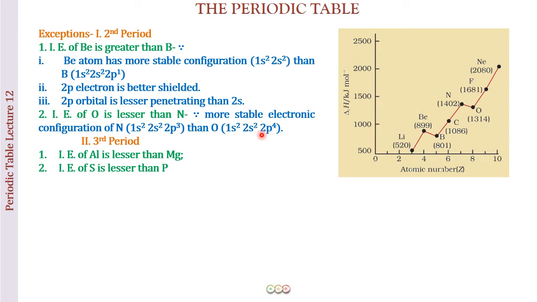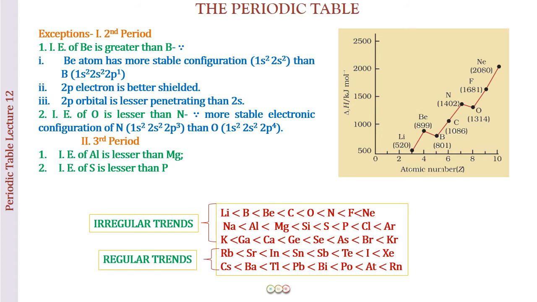Now, on a similar trend, we will have the third period as well. We will see that the ionization enthalpy of aluminium will be less than that of magnesium, and sulfur will be less than that of phosphorus, right? Aluminium less than magnesium is along the same lines as beryllium and boron, and sulfur and phosphorus the same lines as oxygen and nitrogen. So I hope if this comes as a question, you will be able to write it.